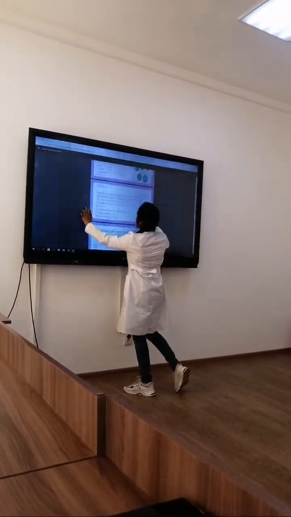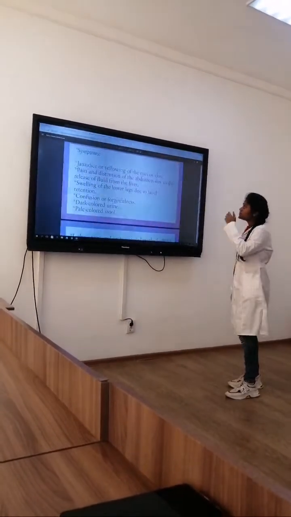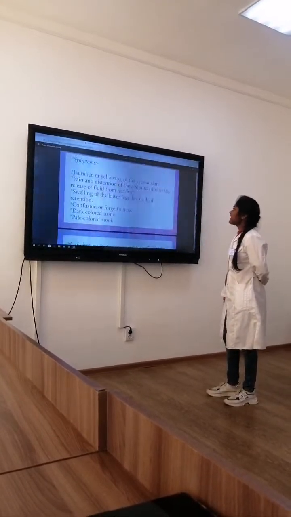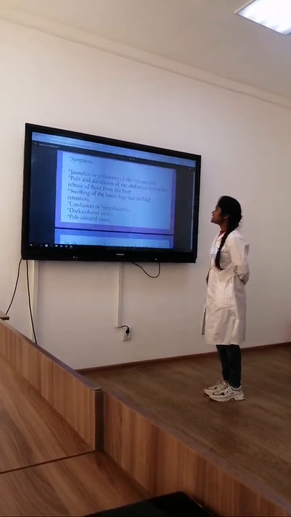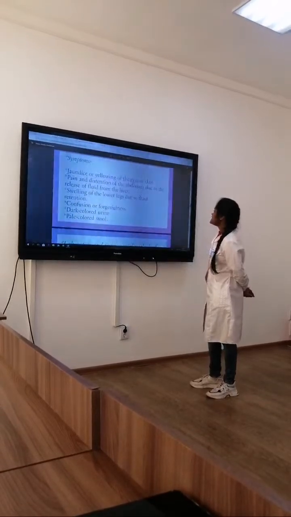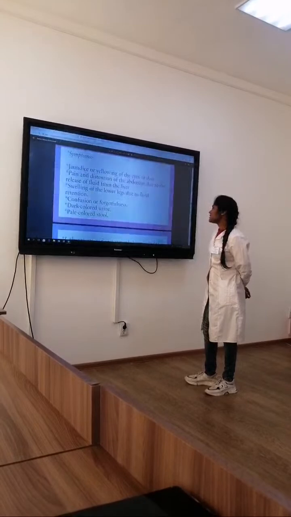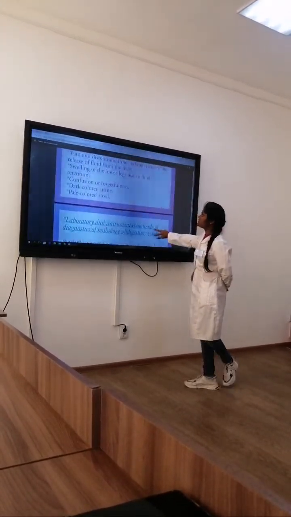Symptoms. If your patient has liver failure, these are the symptoms: jaundice, yellowing of the eyes or skin; pain and distension of the abdomen due to the release of fluid from the liver; swelling of the lower legs due to fluid retention; confusion or forgetfulness; dark yellow colored urine; pale colored stool.